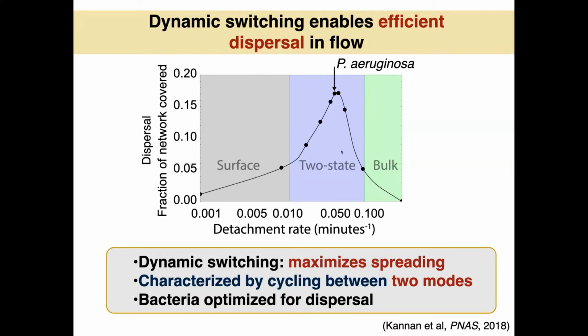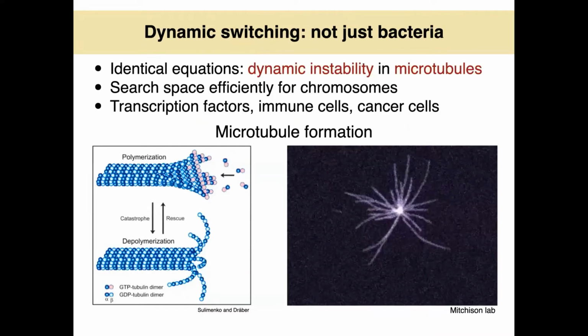Okay, and so a combination of crawling and maybe jumping will get you possibly to where you want. And that's exactly what this bacterium has done. So they've found an optimum where they can use these two modes of motility to really disperse throughout a fluidic network. So they can really colonize and spread very well. Okay, and so this was really interesting, is that the bacteria seem to be really optimized in some sense for dispersal. And what was really interesting is that the equations that describe this dynamic switching arise a lot inside biology. It wasn't just bacteria.